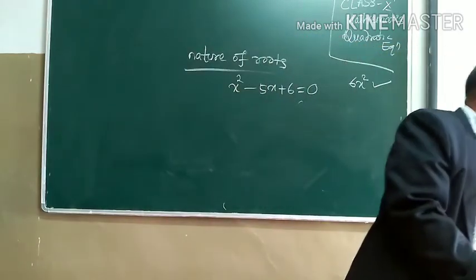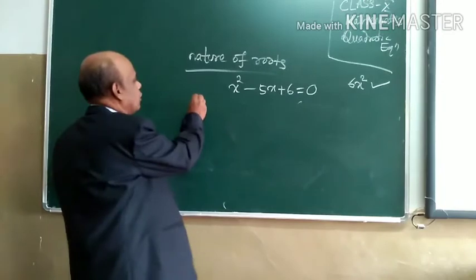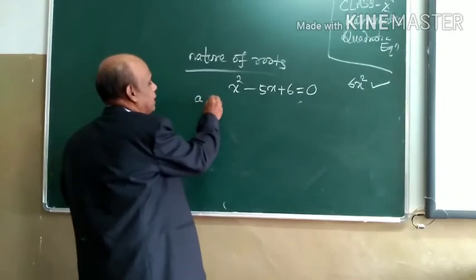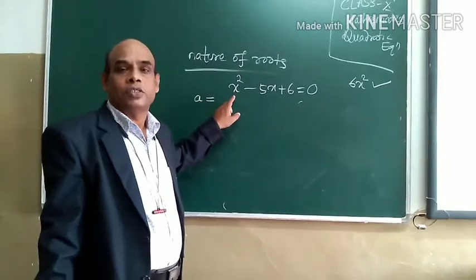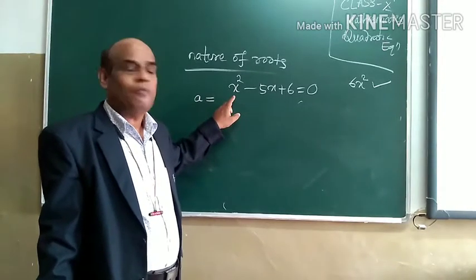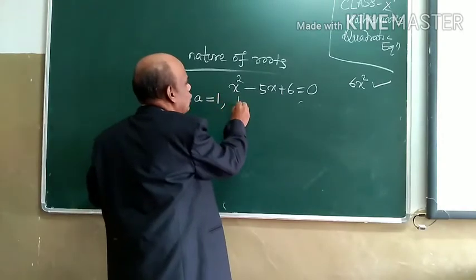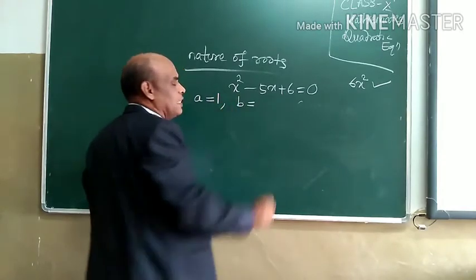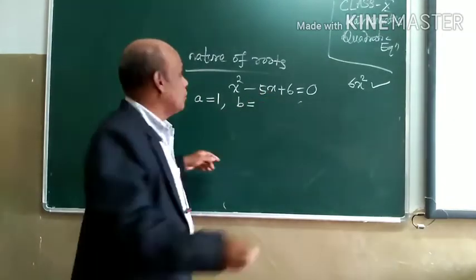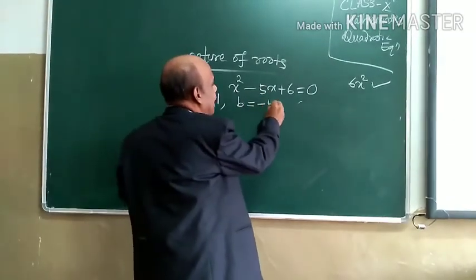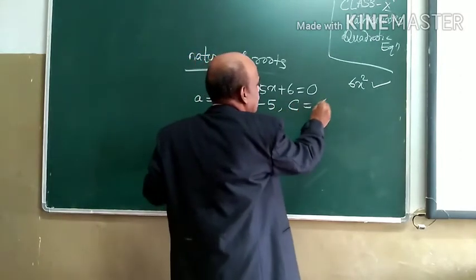See here, in the quadratic formula you first have to write the value of small a. Small a means the coefficient of x², so that is 1. What is the coefficient of b? That is next to x, that is −5, so you will write −5. What is the value of c? c is equal to 6.